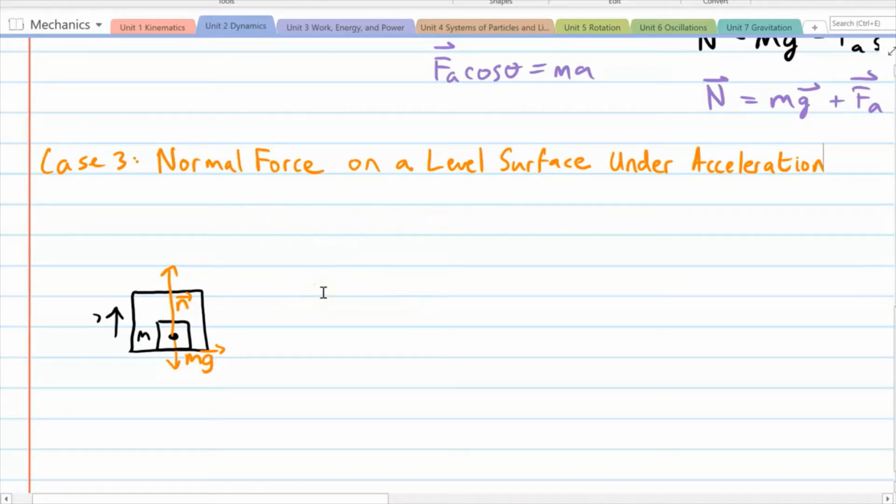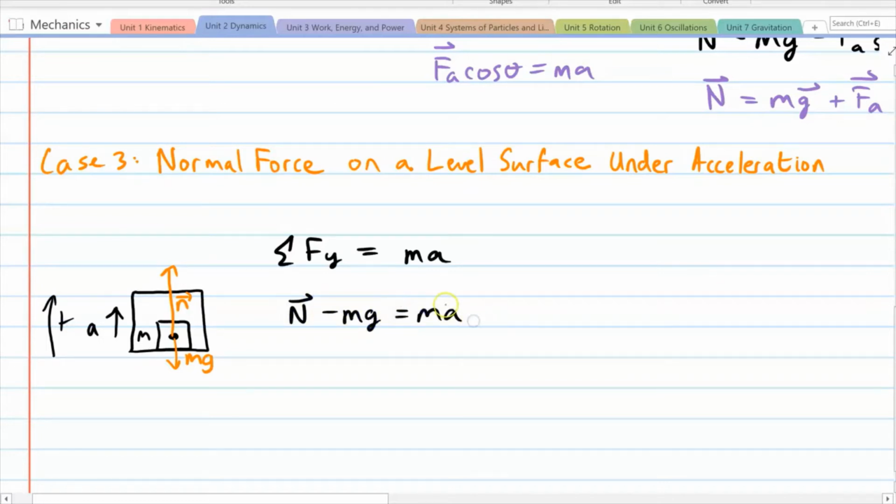But basically, let's say you're on an elevator that's accelerating upwards, right? With an acceleration pointing upwards. We want to find that normal force. And that shouldn't be too bad, because we're just going to use Newton's second law in the y direction. And it's accelerating, so it's ma, right? So then we just sum the forces. I'm going to define upwards as positive. And so we get the normal force minus mg is equal to ma, right?